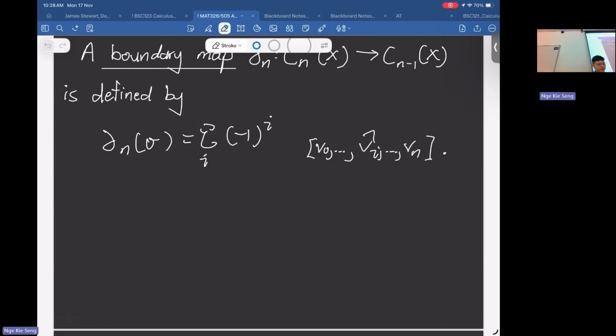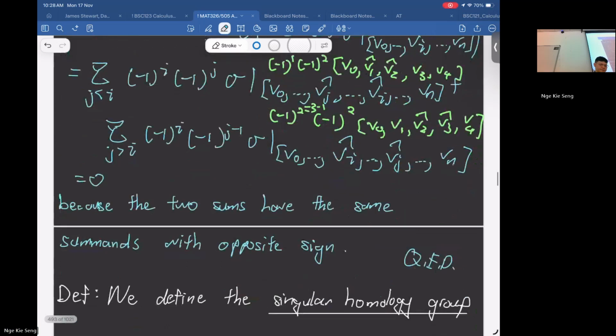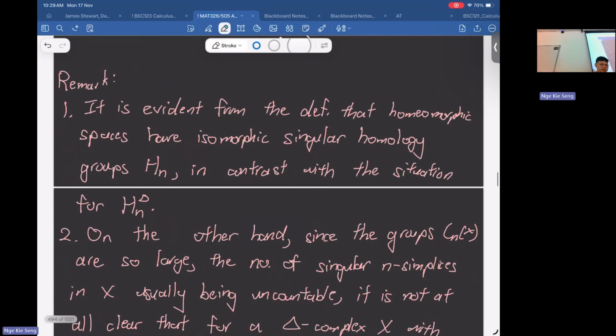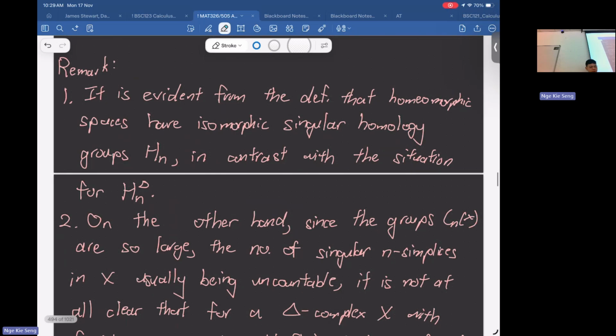Do you see the difference? Make sense? Okay. So there are a few remarks here. Homeomorphic spaces will have isomorphic singular homology groups.